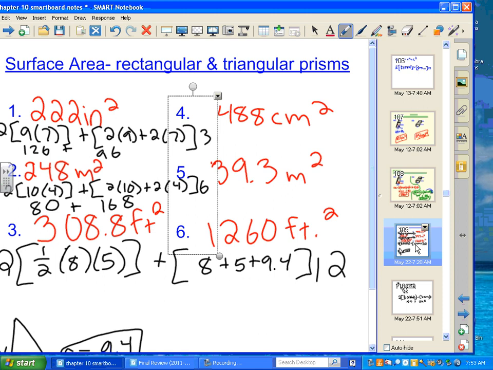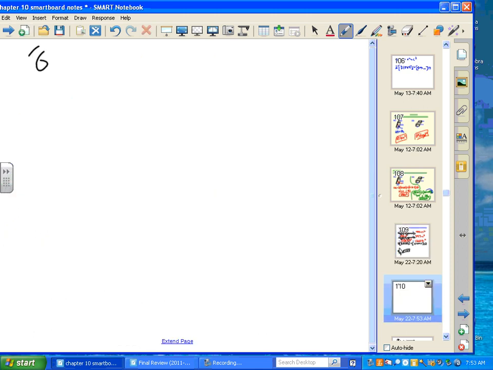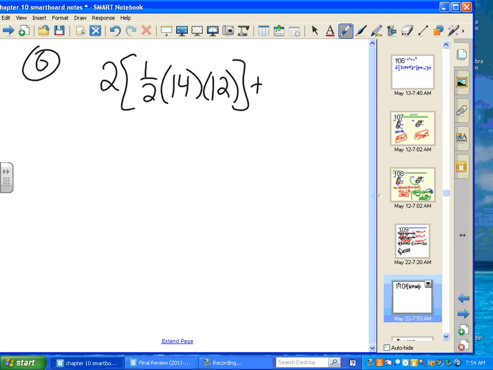Okay. All right, so number 6, we have 2B plus pH. So 2 times area of the base is 2 times 1/2 times 14 times 12. Oh, yeah, 26. Be careful. That's how tall the prism is. And then let me just finish it just in case. Perimeter is 14 plus 14 plus 14. It's an equilateral triangle. And then the height of the prism is 26.